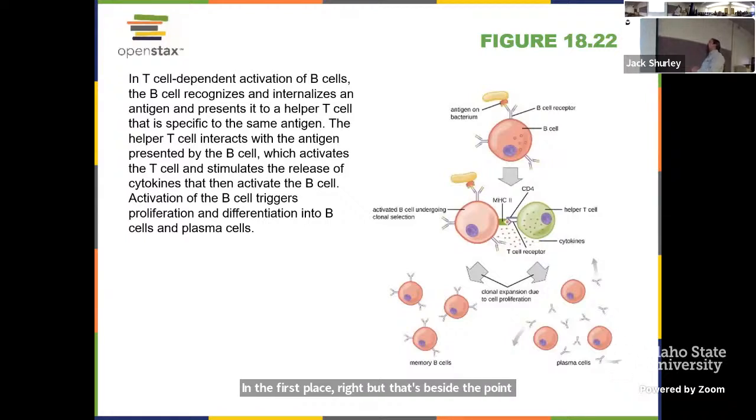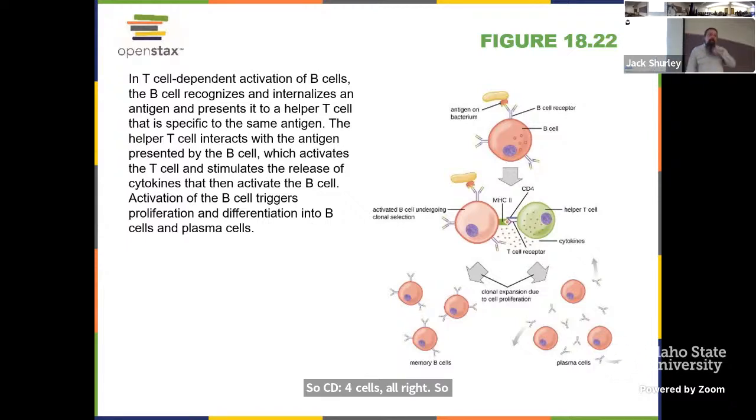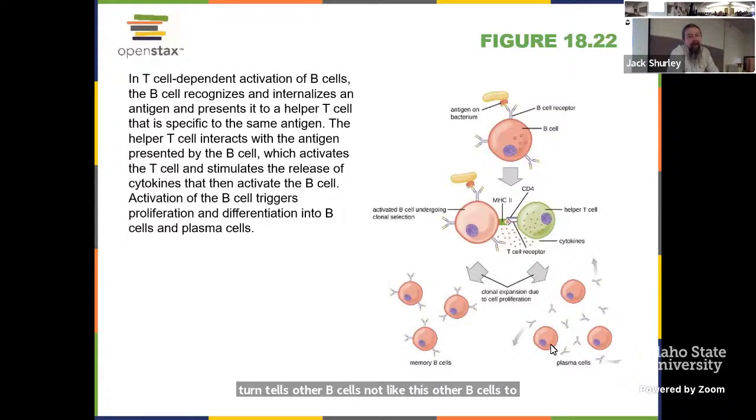The T cell dependent response, which is more of the classic type of humoral response, relies on these T helper cells, those CD4 cells, all right? So up above, we've got our B cell, the antigen linking up to that receptor, and in turn showing this fragment after we have dealt with it to a T cell, which in turn tells other B cells to come in and see what's happening, and they differentiate into plasma cells and memory cells.